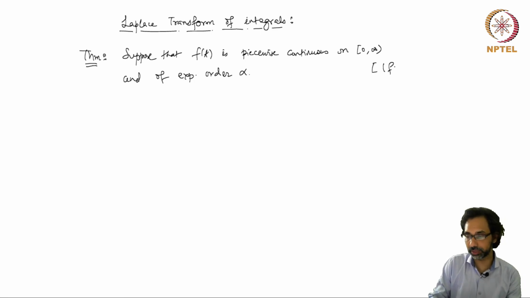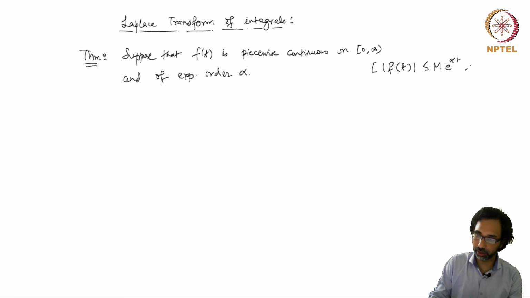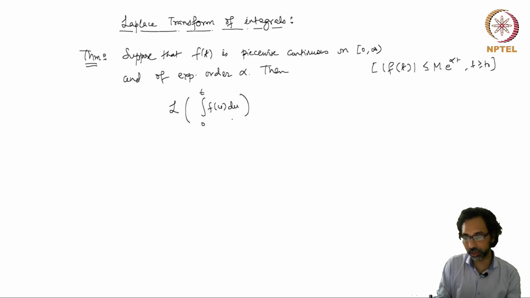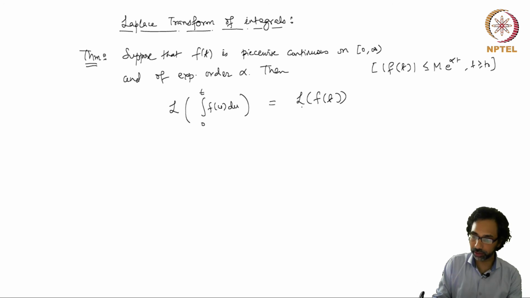So remember that this means that the modulus of f(t) is less than or equal to M e to the power alpha t, for all t greater than or equal to t naught. Then the Laplace transform of the function integral from 0 to t of f(u) du, so this is the integral of f for the range 0 to t, is nothing but the Laplace transform of f(t) divided by s, and this is valid for s greater than alpha.